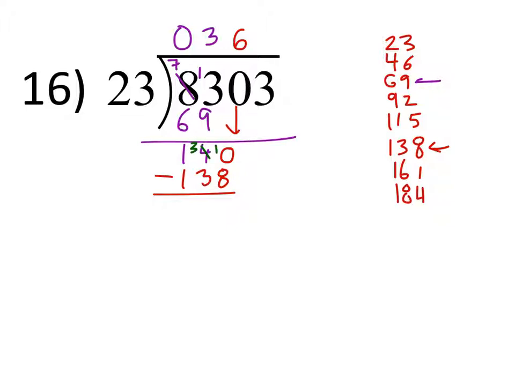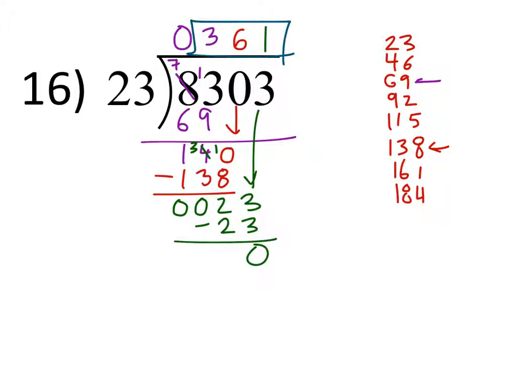And we'll make that a 10. 10 minus 8 is 2. And then 3 minus 3 is 0. 1 minus 1 is 0. And bring the 3 down. And then 23 goes into 23 exactly 1 time. So that would give us 23 minus 23 here. And we got 0 remaining. So the final answer there is 361.